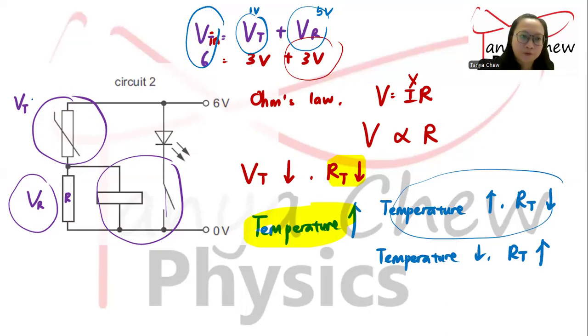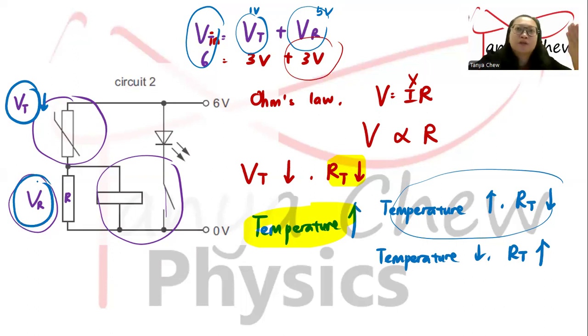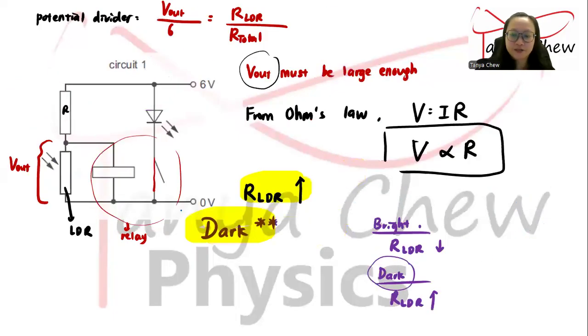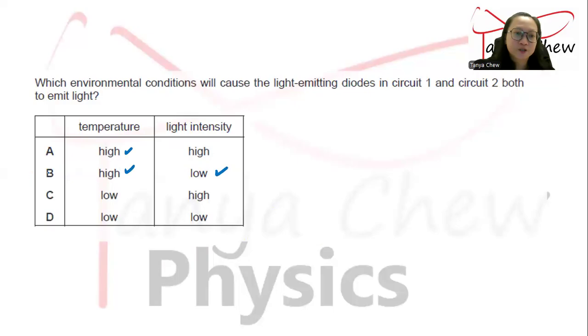In order for the PD across the thermistor to decrease, so that the PD across the fixed resistor will increase in order for this relay to attract the switch and the LED lights up. So the temperature must be high, and the light intensity dark. Dark means the light intensity is low. That is why the answer is B. I hope this explanation could make you understand better the concept of potential divider.